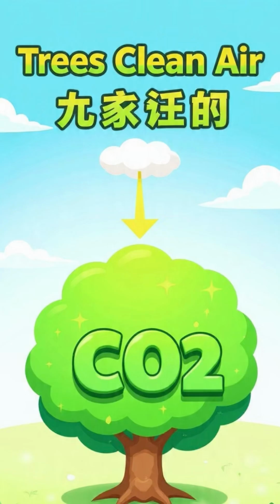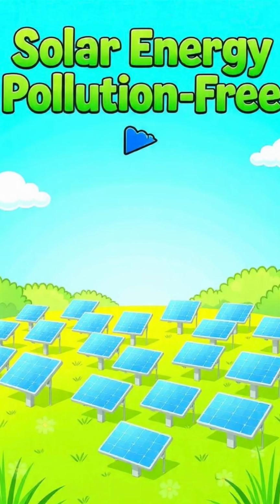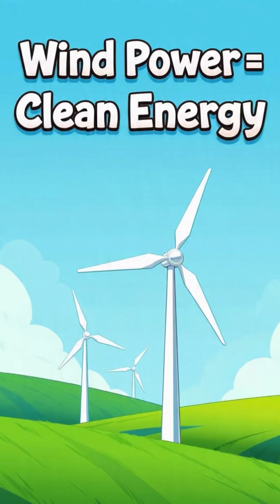Solar energy does not release greenhouse gases. Large-scale solar farms are essential to combat climate change. Wind turbines convert wind to electricity without harmful emissions. It's sustainable, reliable, and reduces dependence on fossil fuels.